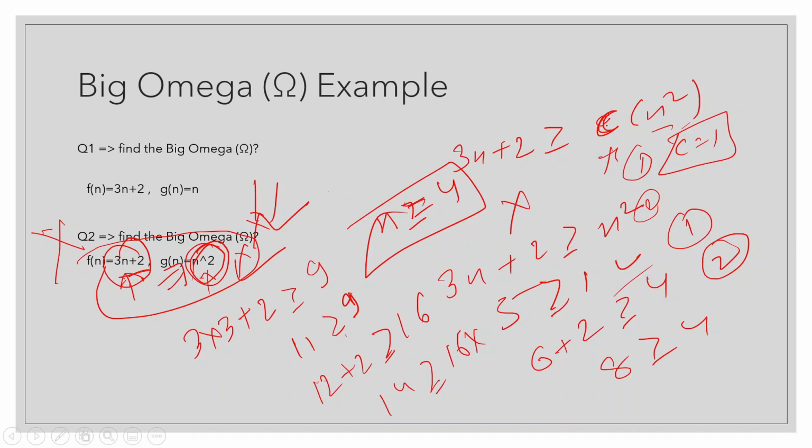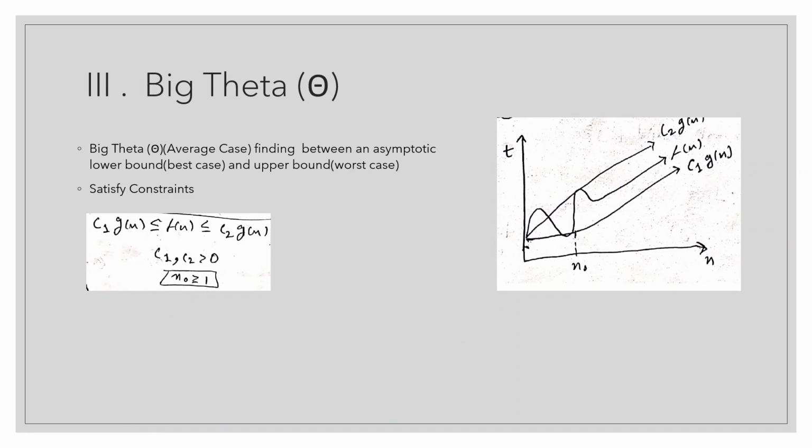So let's go to the next notation. What is this, big theta? As we saw, I already told you that there are three conditions: worst case, best case, and now the average case. The average case is found between the asymptotic lower bound and upper bound, meaning between the big O and big omega cases. As we see, this is our big O.